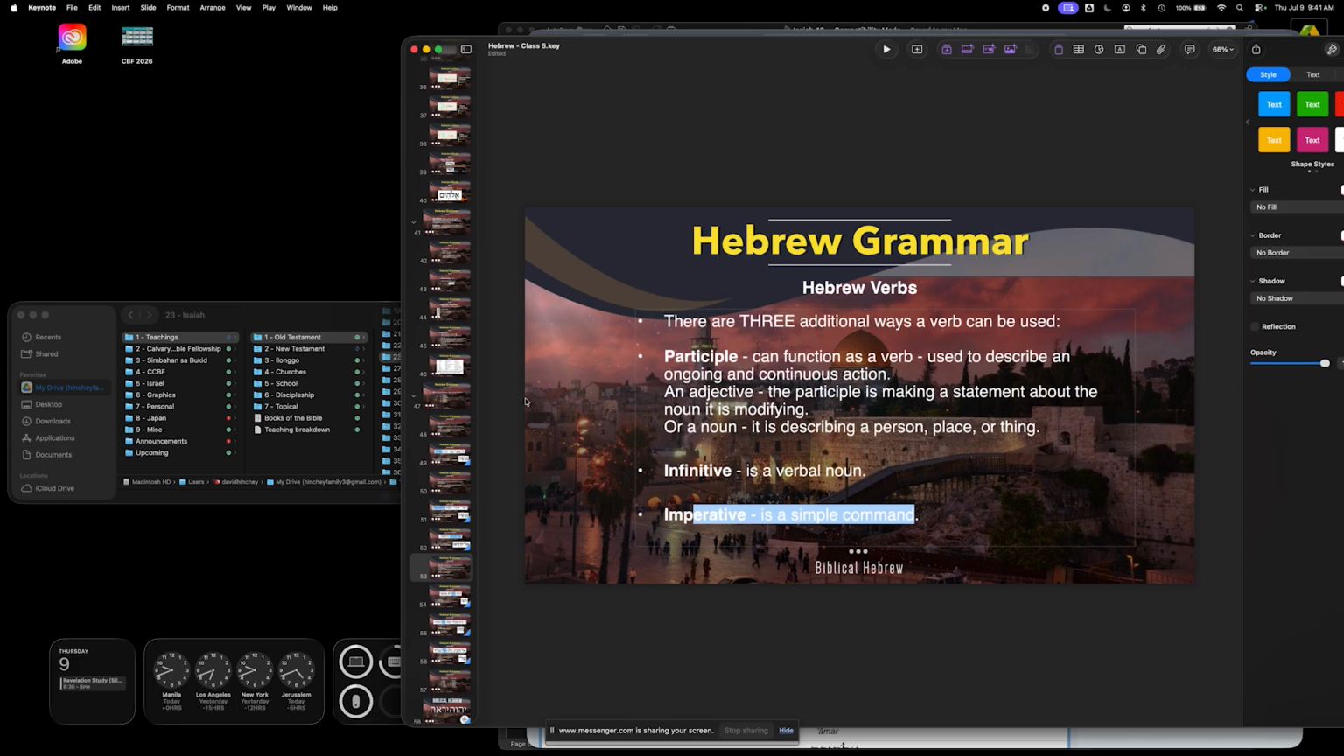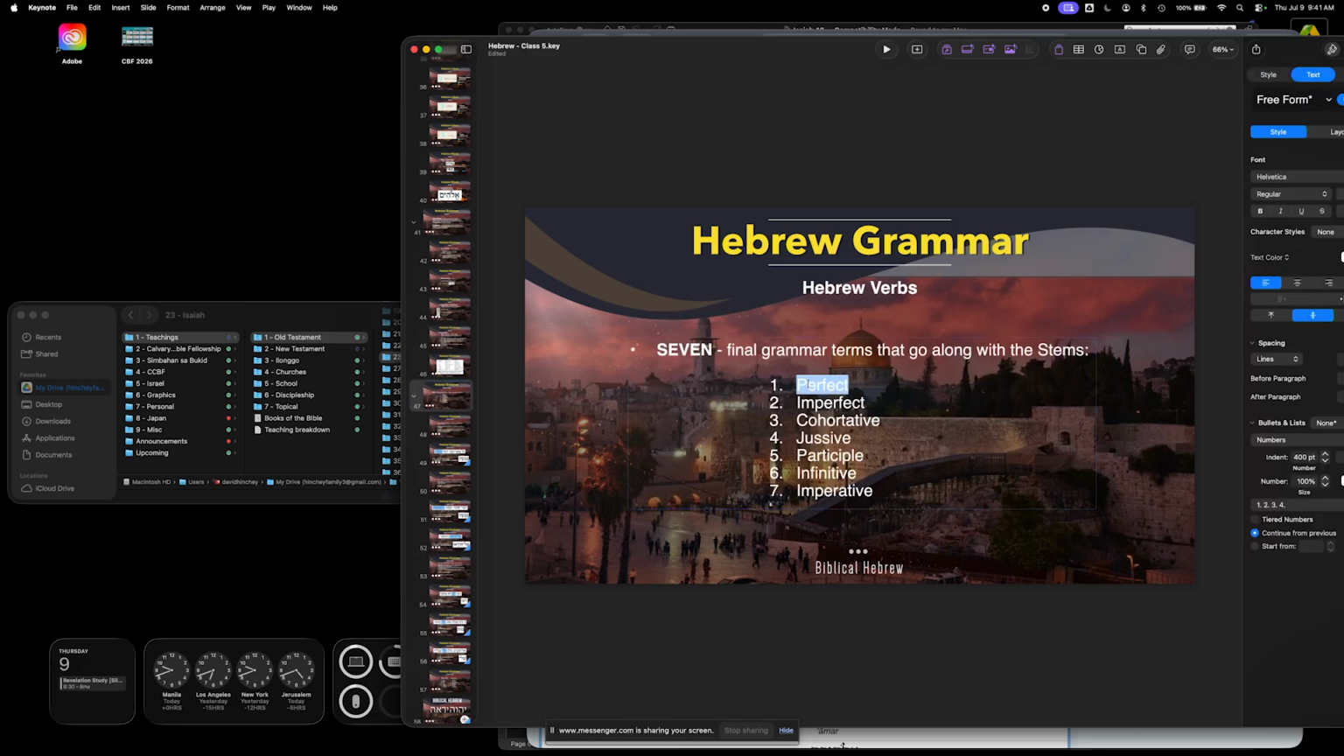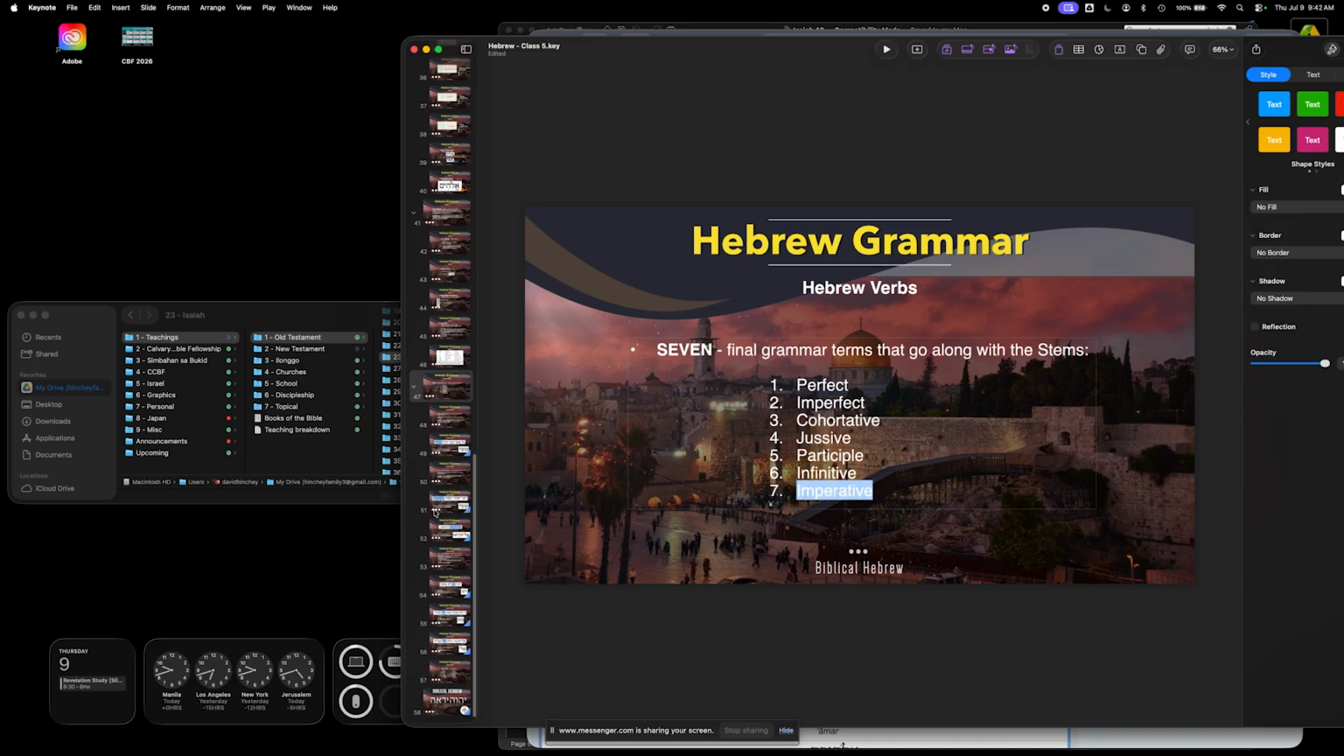So, seven types. Go over them again. Perfect, completed action. Imperfect, incomplete action. Cohortative, emphatic action. Jussive, permissive action. Participle, ongoing action. Often interpreted as a noun or a verb because it becomes a character. Infinitive is that to be. It is an indefinite, but it also often is interpreted as a noun. And then finally, your command, your imperative.